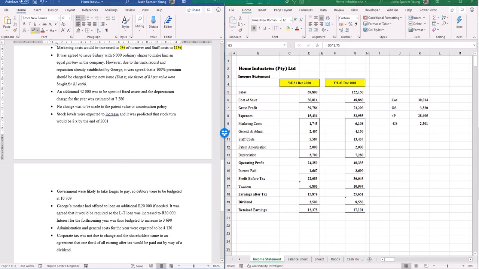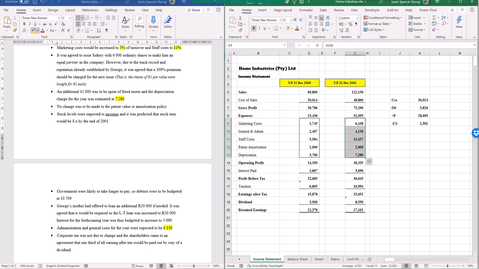That rolls over onto the next page maybe. There we go, general and admin down there. We know the amortization cost is still in the business. That hasn't changed, so we can put the 2,000 in again. And there's the depreciation expense. They've bought additional assets, and as a result of buying these additional assets, the depreciation for the year has actually gone up. That makes sense. More assets, more depreciation. Now we've got all of those expenses complete.